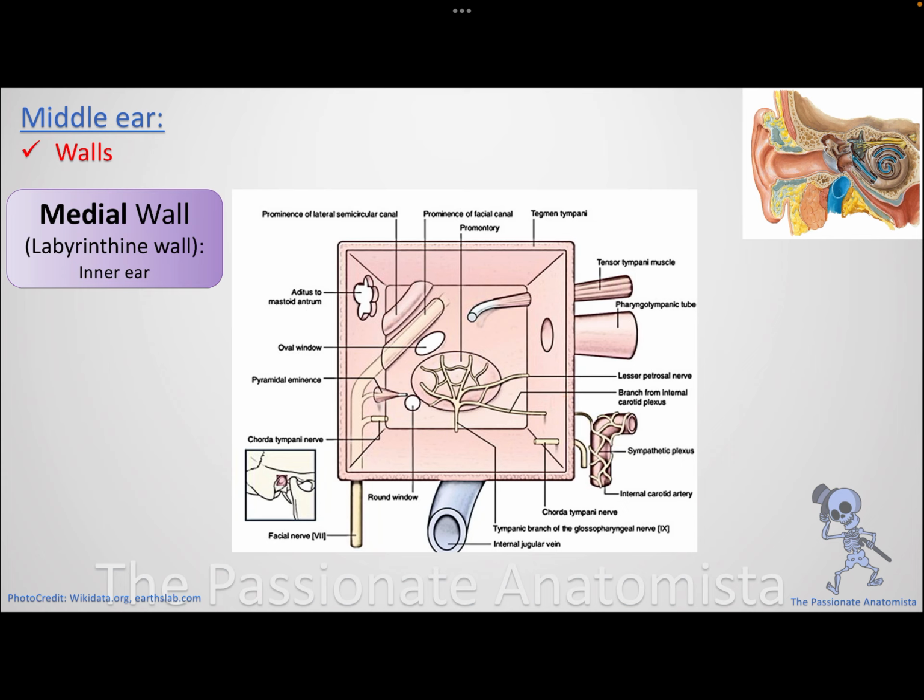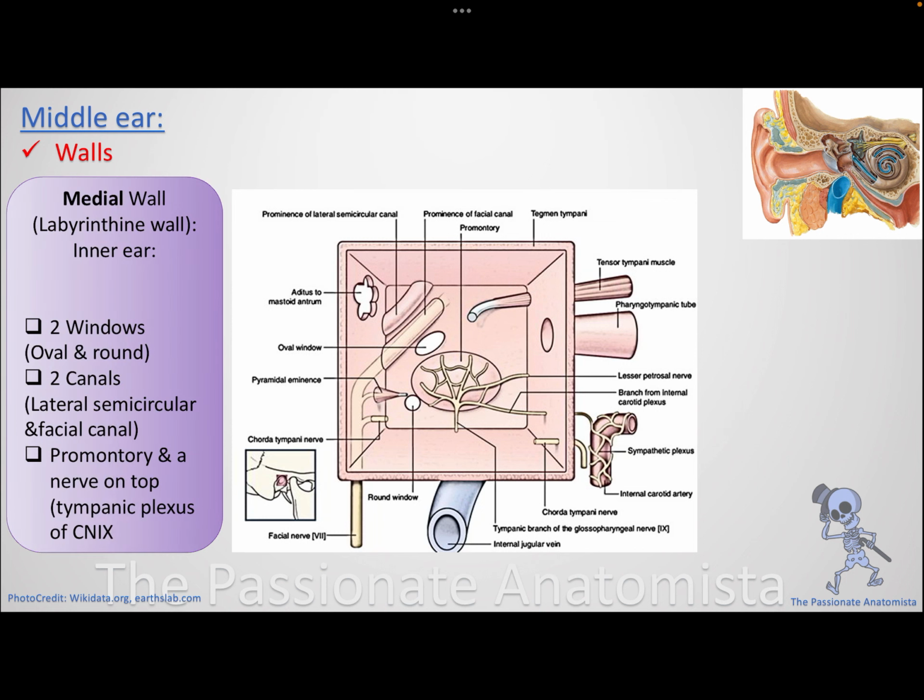Now let's start our talk about the structures with the medial wall. What does the medial wall have? The medial wall is the labyrinthine wall. It's related to the inner ear. It is related to the organ of hearing. So I have two windows, two canals, impressions of two canals, and the promontory of the cochlea.